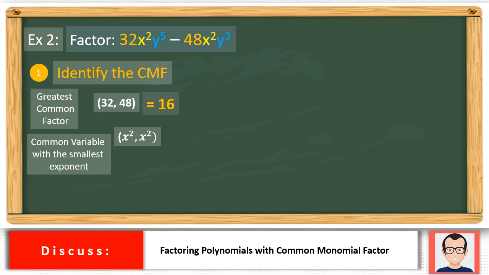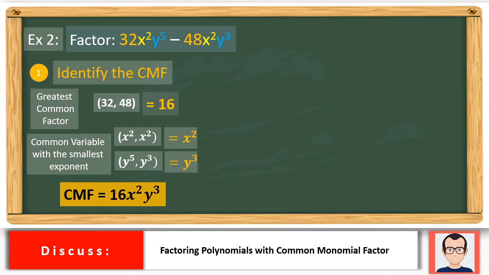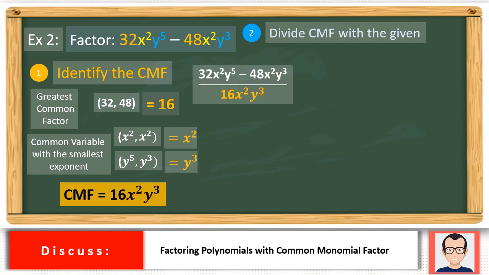That's correct. We have x squared. Now, how about the variable y? Yes, we have y cubed. Nice. You're doing good. We combine the answers, and we have the common monomial factor equal to 16x squared y cubed. For the next step, we will divide the common monomial factor with the given. That would give us 32x squared y to the fifth minus 48x squared y cubed divided by 16x squared y cubed.